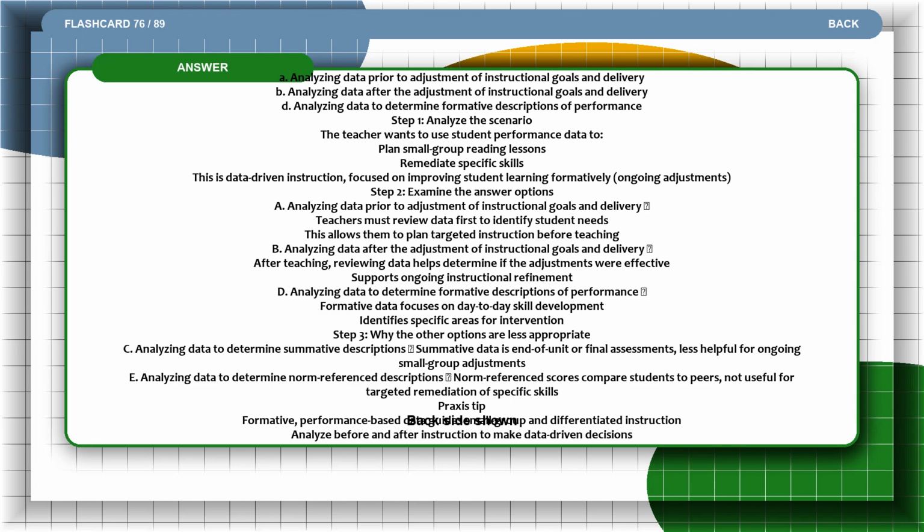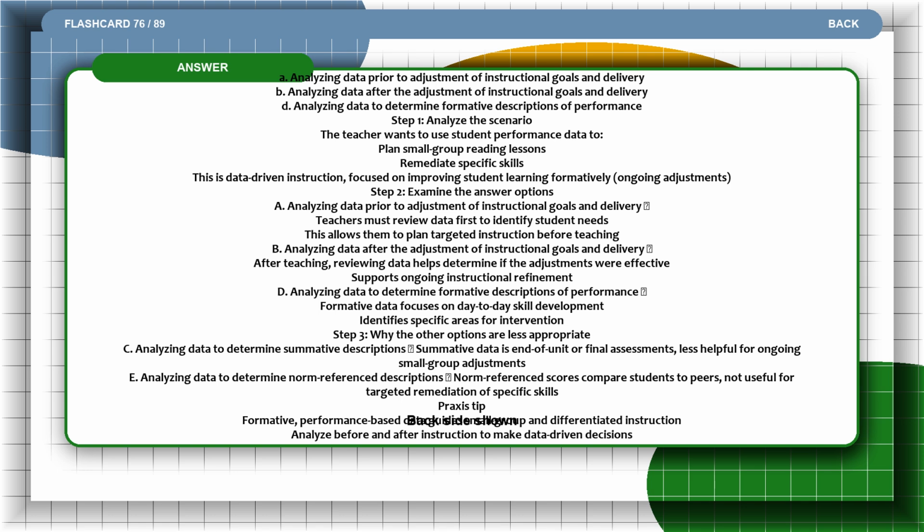The answer is A. Analyzing data prior to adjustment of instructional goals and delivery. B. Analyzing data after the adjustment of instructional goals and delivery. D. Analyzing data to determine formative descriptions of performance. Step 1. Analyze the scenario. The teacher wants to use student performance data to plan small group reading lessons and remediate specific skills. This is data-driven instruction, focused on improving student learning formatively, with ongoing adjustments. Step 2. Examine the answer options.